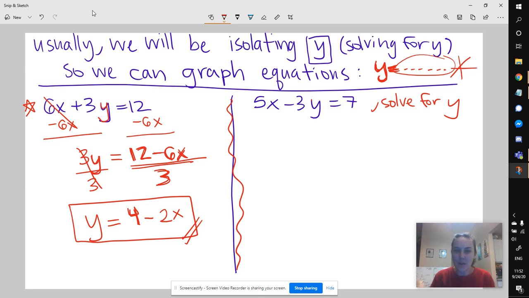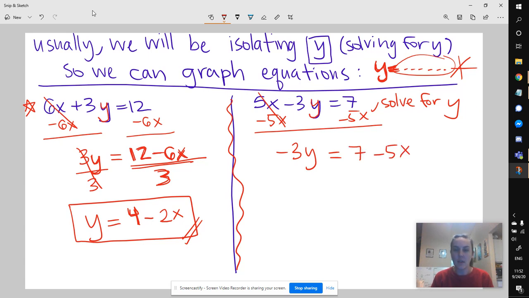Okay, if we want y by itself, the first thing we do is get rid of the 5x. Minus 5x. These cancel. On the left-hand side, we're just left with negative 3y. And on the right-hand side, we have 7 minus 5x. Again, these are not like terms. We can't combine them, so this is as simple as it gets.